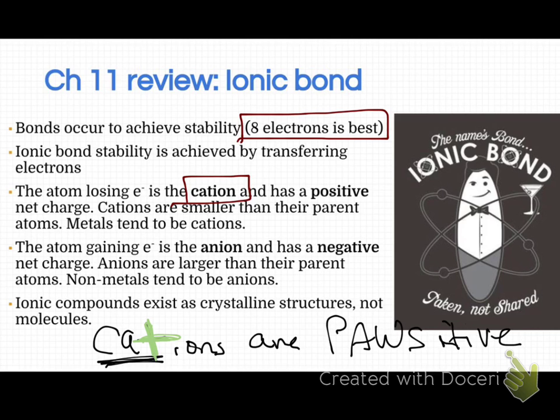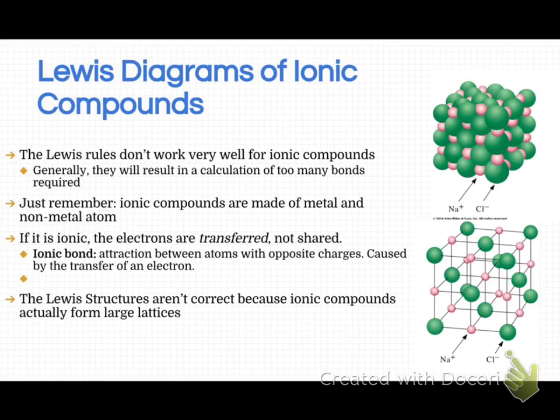The other word that we use to describe things that are charged is anion. Anion means a negatively charged particle. It's important to notice that metals tend to become cations and nonmetals tend to become anions. But when you combine the two together, you make an ionic compound. Those generally exist as what we call crystalline structures.